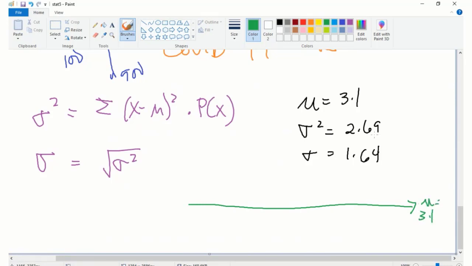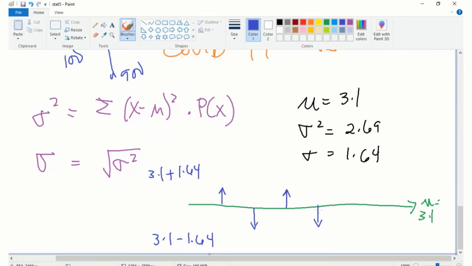There is a dispersion of 2.69, pero ayaw ko nga gamitin ang 2.69. Dito na lang tayo sa mas maliit. So let's say 1.64. So there is like 1.64, no? Na dispersion. So meaning there are times na 3 or maybe 3.1 minus 1.64 items or 3.1 plus 1.64 items na binibili ang mga buyers.